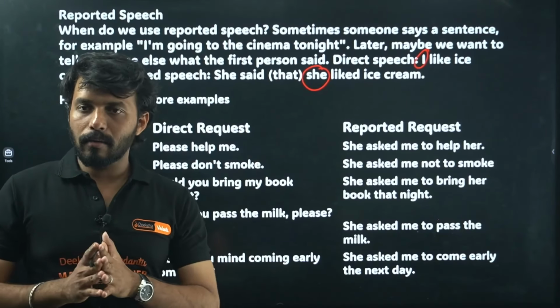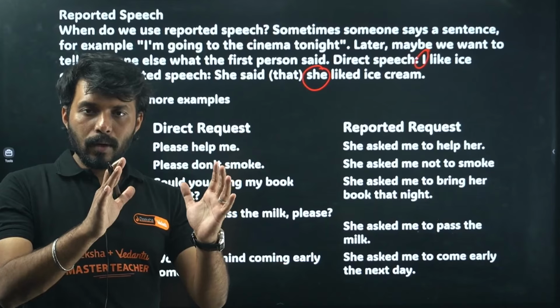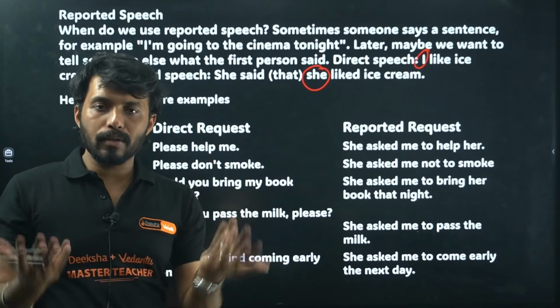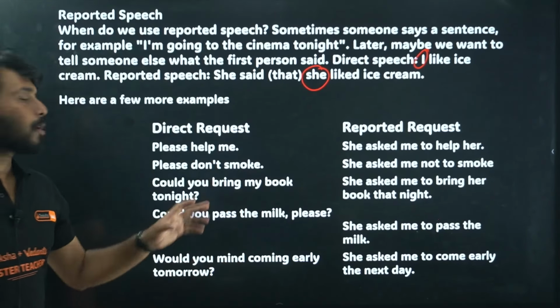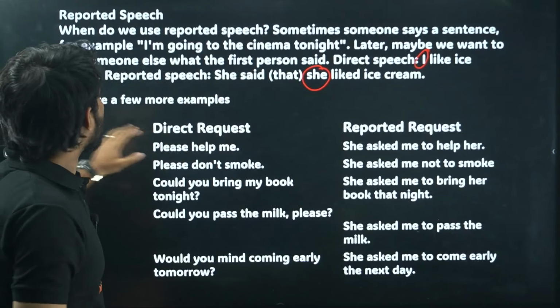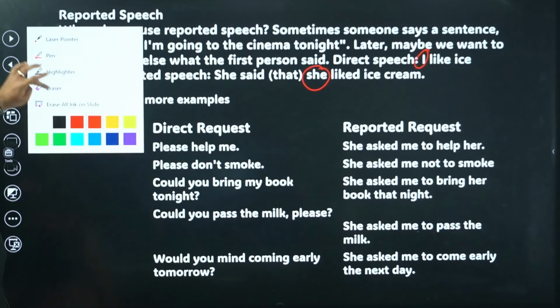So how will you know the gender of the person? The complete conversation will be given, with the name of the person and then the conversation, so you can easily assume the gender of the person. So "I like ice cream" becomes "She said that she liked ice cream." Here you use a pronoun change.